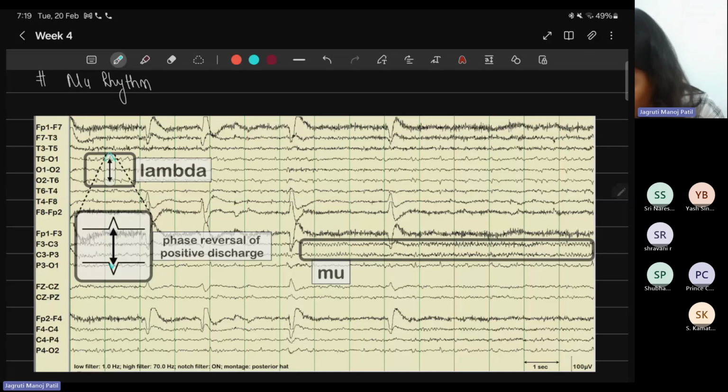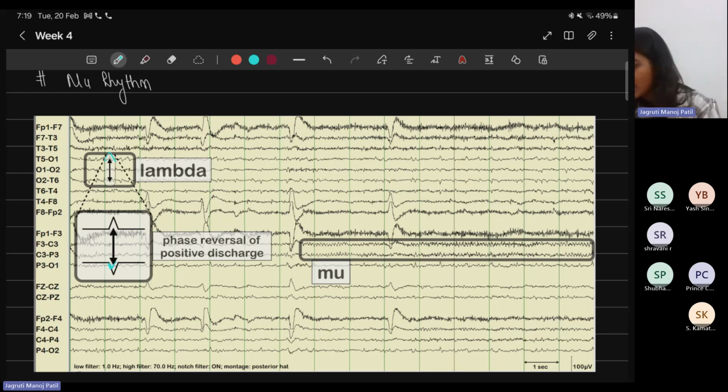This particular complex here and this particular complex here, if you see the difference between both of them, I'll share the notes again, you can zoom in and see that there's a phase reversal of the positive discharge. The actual signal changes its own orientation. So that is how you differentiate the waves that are called lambda waves.